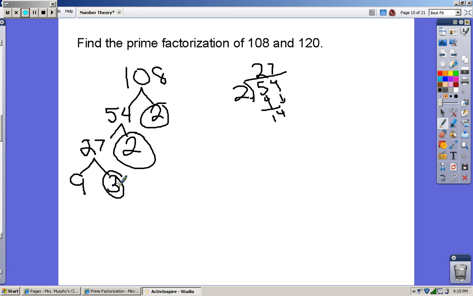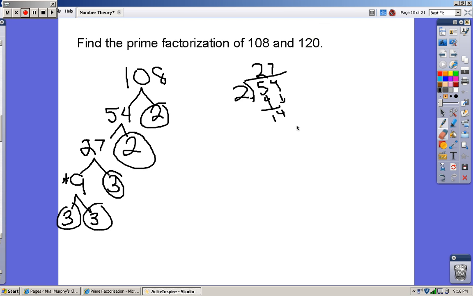3 is a prime number, and this was our commonly missed one on the ticket out the door. 9 is not a prime number, fellas and ladies. It is a composite number. It has 2 factors, 3 and 3. Circle those 2 factors and you have it all broken down.